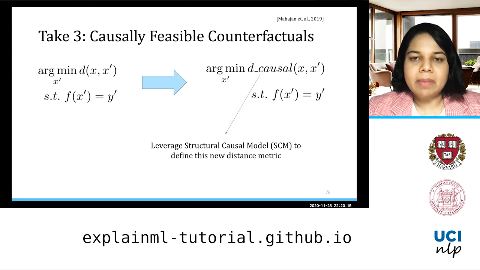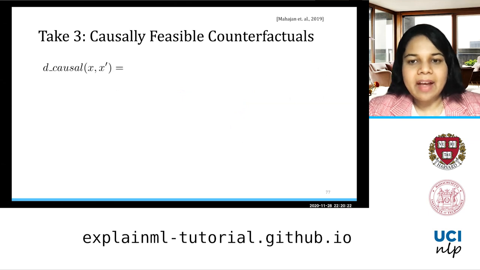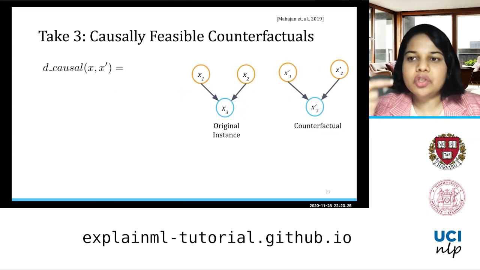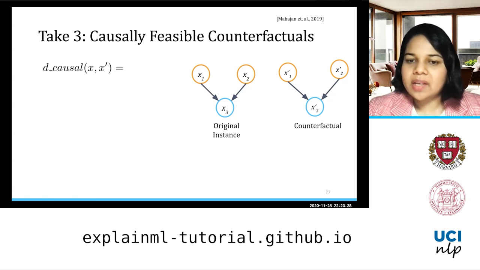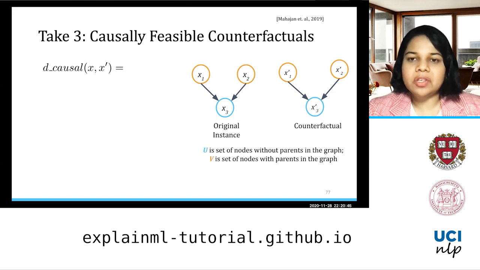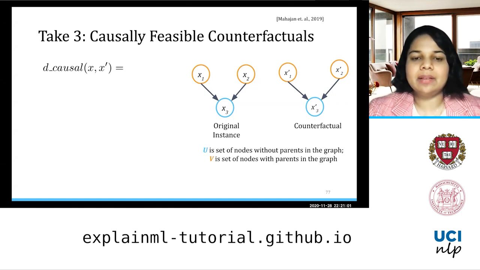To try and understand this metric a little better and to develop an intuition for it, let us consider this example where we have a data set with three features, feature 1, 2, and 3, and what you see on the screen is a causal graph of that data set. What we see here is that feature 3 has two parents, feature 1 and feature 2, and neither feature 1 nor feature 2 actually have any parents in the causal graph. So their approach divides all features into two groups, a group U, which is basically the set of those features or nodes with no parents in the causal graph, and a set V, which is basically the set of those features or nodes with at least one parent in the causal graph.